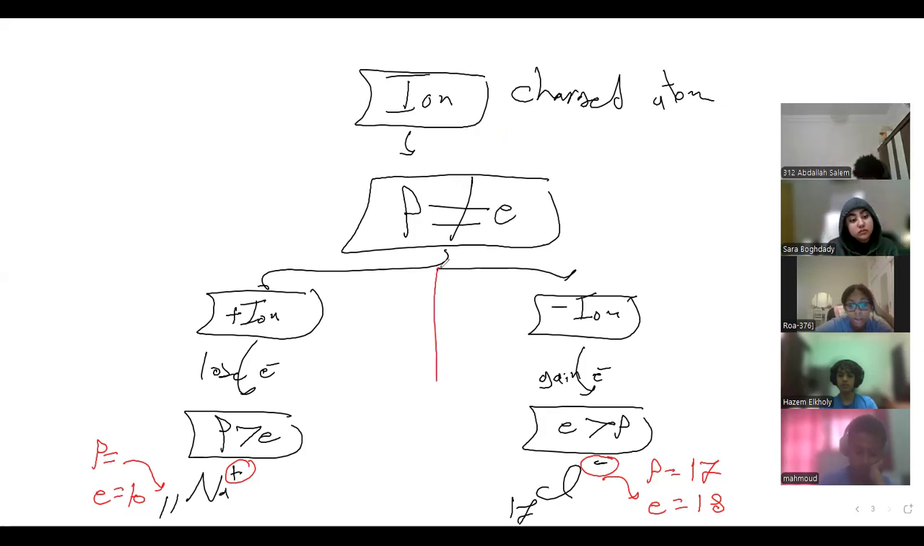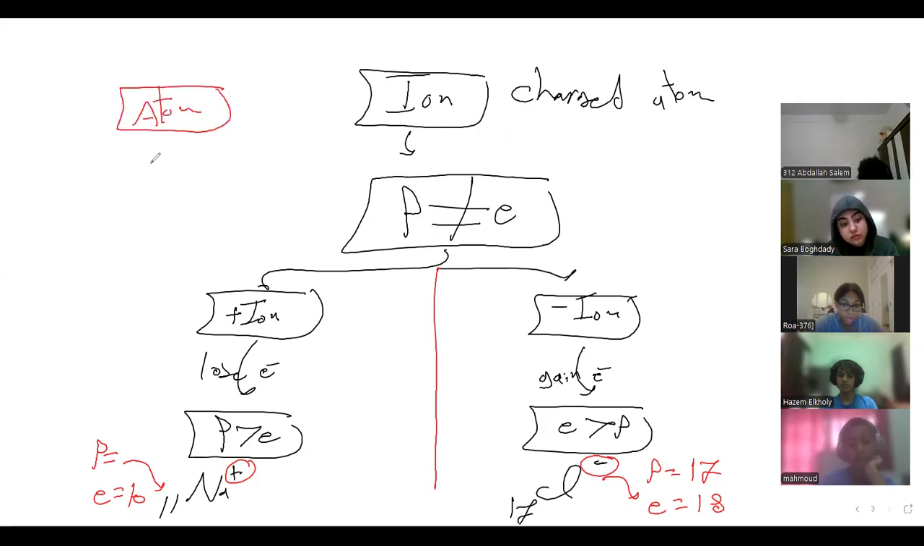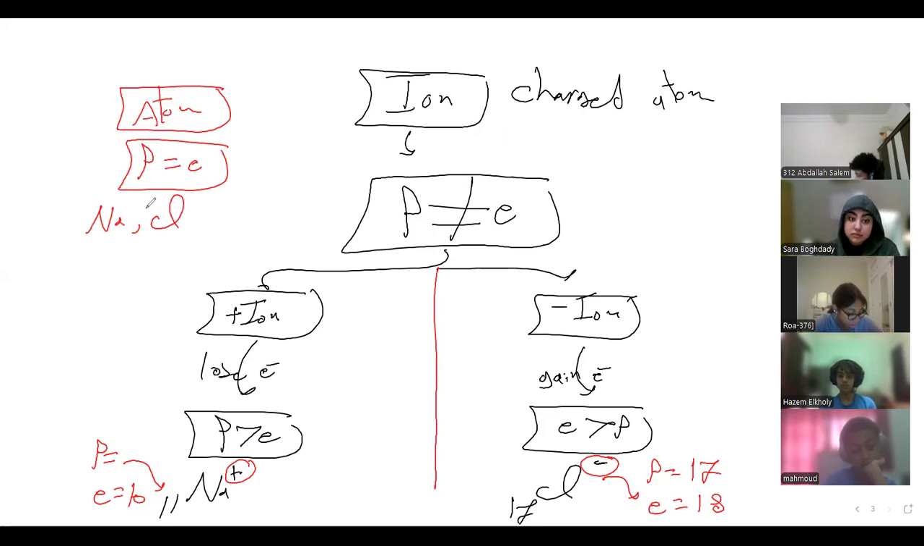So in an ion, you must have a charge, positive or negative, so protons are not equal to electrons. In an atom, we said protons are equal to electrons, so there is no charge, like Na, like Cl. But an ion is a charged atom, so protons are not equal to electrons, maybe a positive or negative ion.